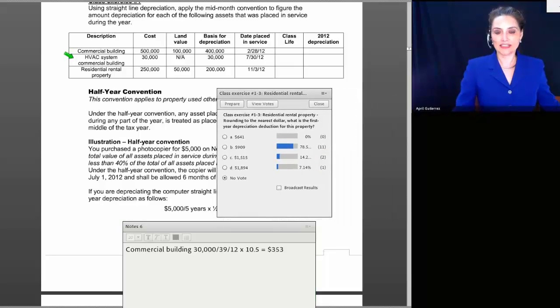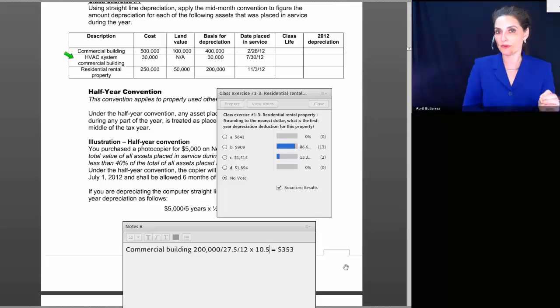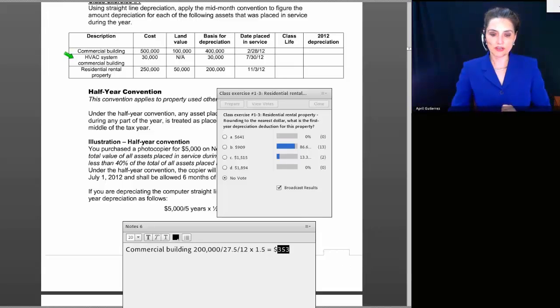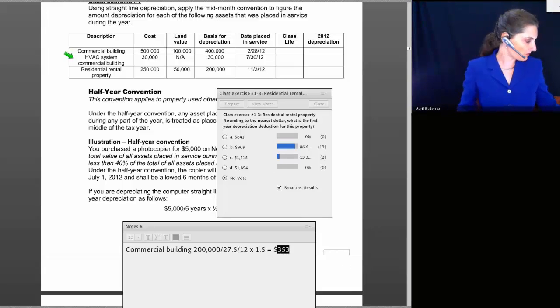The final asset in line is the residential rental property. And the residential rental property is a 27.5-year asset, and it has a depreciable cost of $200,000. So in this case, we're going to go $200,000 divided by 27.5 years, divided by 12 months in the year, multiplied by the number of months of depreciation that we get. Well, since it's placed in service the second last month of the year, we're going to get half of November and all of December, which is 1.5 months. And then we're going to do the formula, and when we're done, we end up with $909.